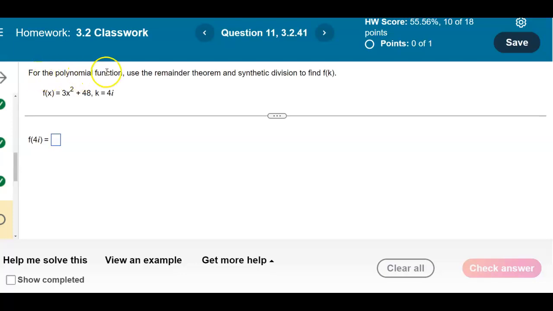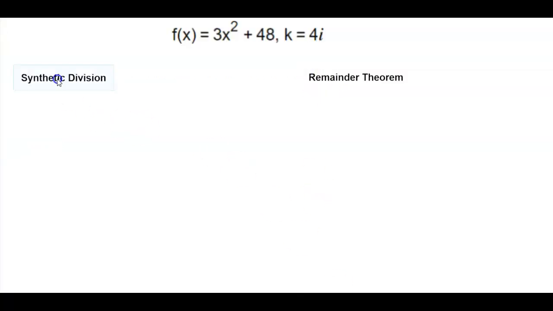For the polynomial function, use the remainder theorem and synthetic division to find f of k. Okay, so let's first use the synthetic division, and then we're going to use the remainder theorem. Okay, so we know the value of k is equal to 4i. So it's an imaginary number.